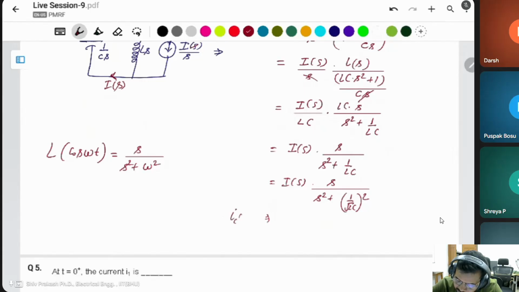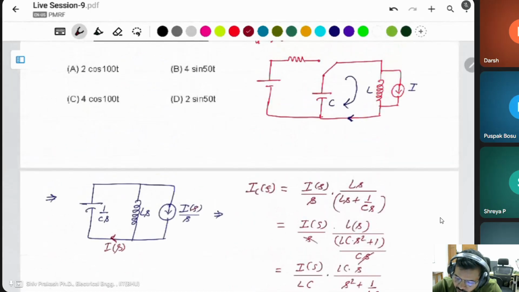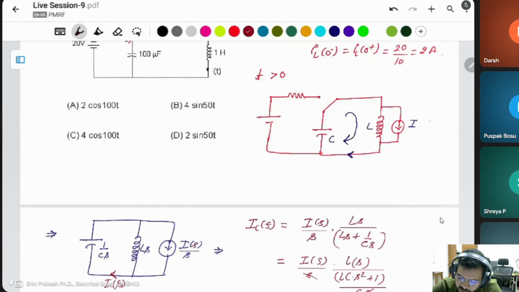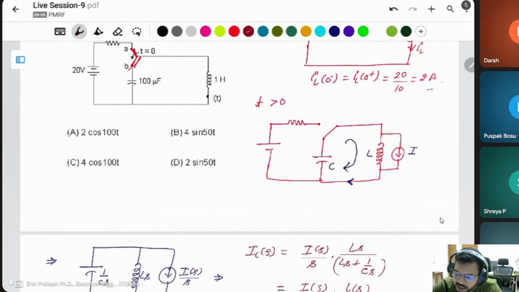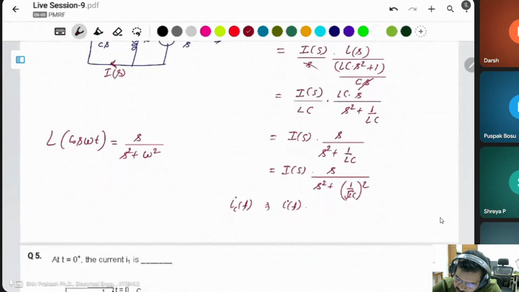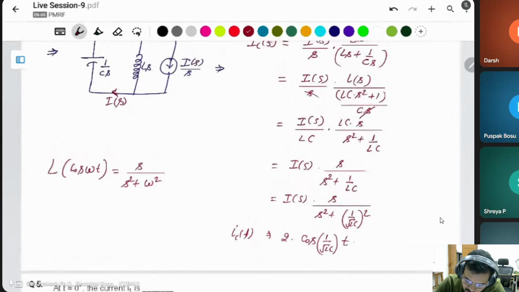Then IC(t) is equal to I(t) into I(s), same thing. The current is 1 ampere, sorry, 2 ampere. The initial current is 2 ampere. The same current is there. Then this will be 2 into cos of omega t, where omega is 1 by root of LC into t. Then what is 1 by root of LC?